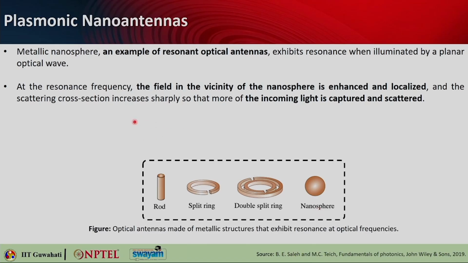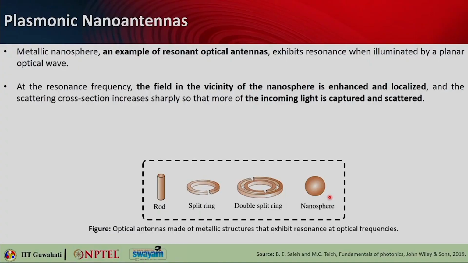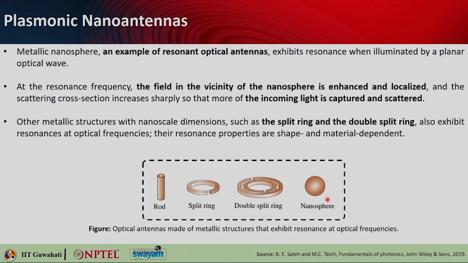At the resonance frequency, for gold nanoparticles this lies typically around 520 nanometer. For silver nanoparticles it lies typically around 480 nanometer, right. At the resonance frequency the field in the vicinity of the nanosphere gets enhanced and the field also gets localized. So, it is very strong just around the nanoparticle, and that also gives rise to the scattering cross section. The amount of scattering by this nanoparticle at resonance becomes much larger than its geometrical cross section, and that is how they can actually work as an antenna.